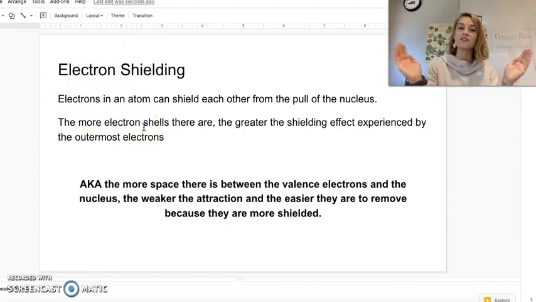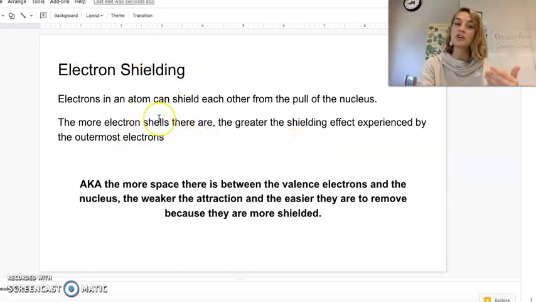Those valence electrons are far away. They're being shielded by all those other energy levels that went before them. So the more electron shells there are, the greater this effect experienced by those valence electrons. AKA, to summarize that, the more space there is between the valence electrons and the nucleus, the weaker the attraction is, the easier it is to remove them. So the lower ionization energy they'll have.